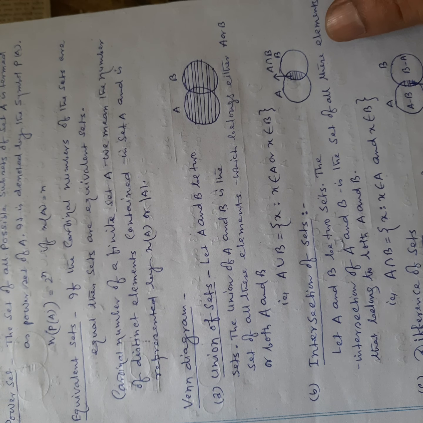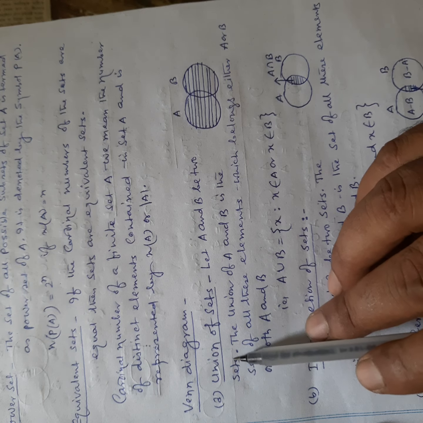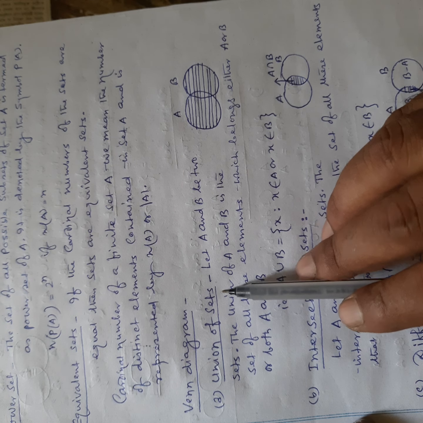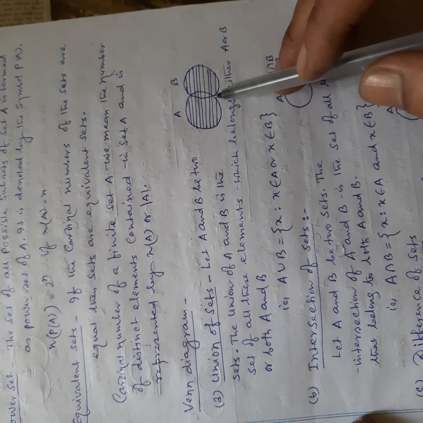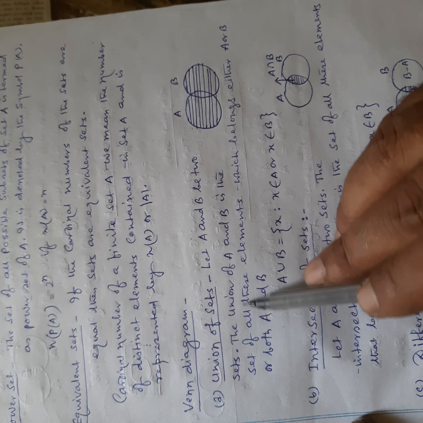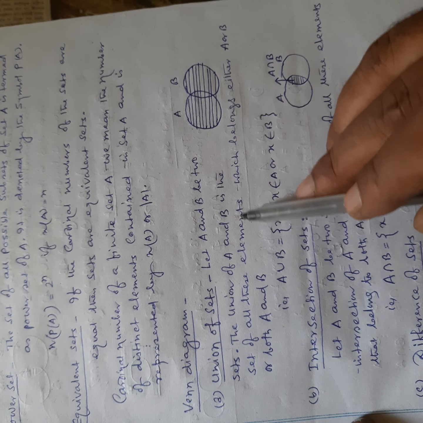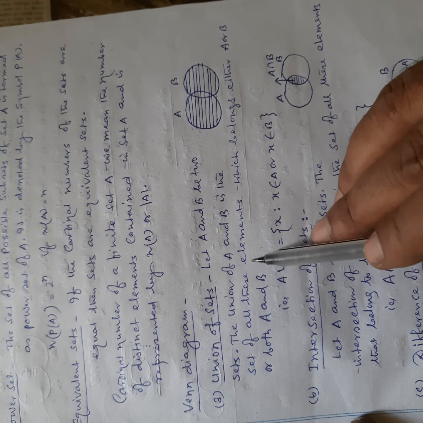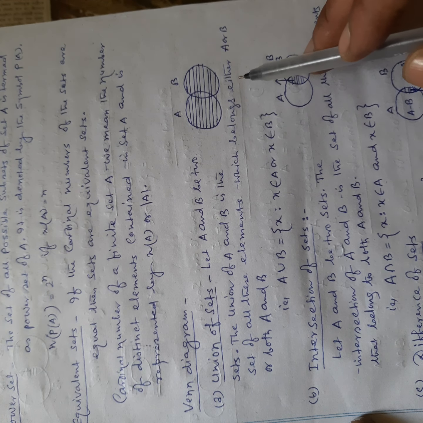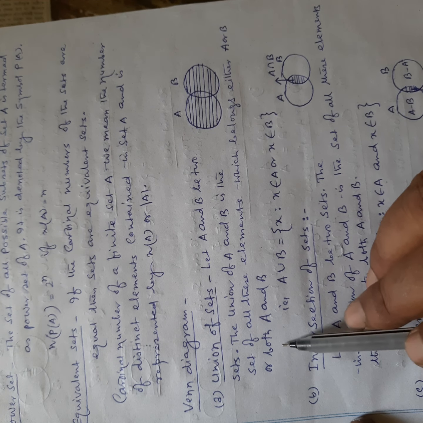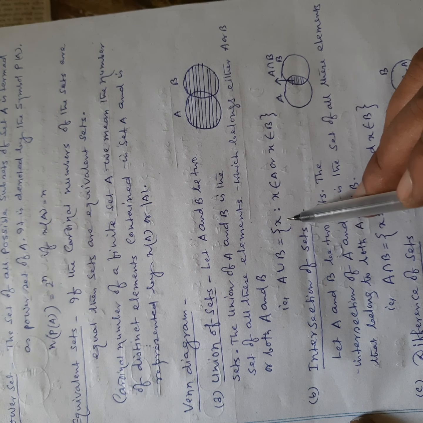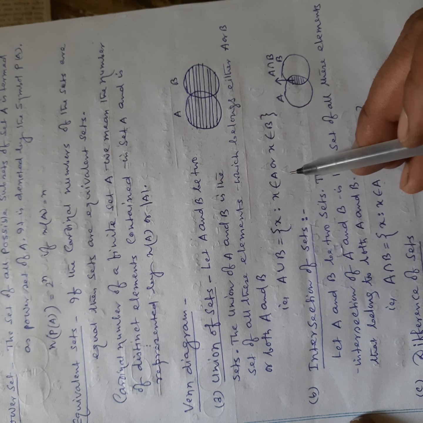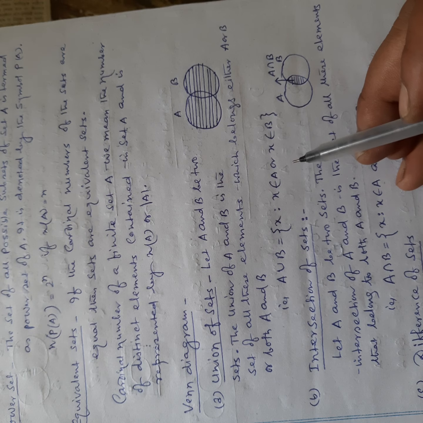Venn diagram. Union of sets. Let A and B be two sets. Look at the figure. The union of capital A and capital B is the set of all those elements which belong either to A or B or both A and B. That is, A union B equals x such that x belongs to capital A or x belongs to capital B.